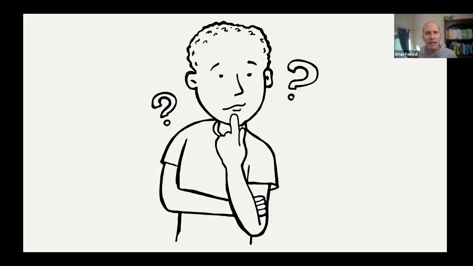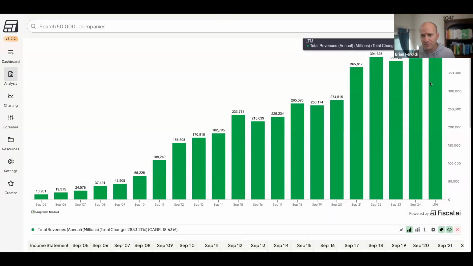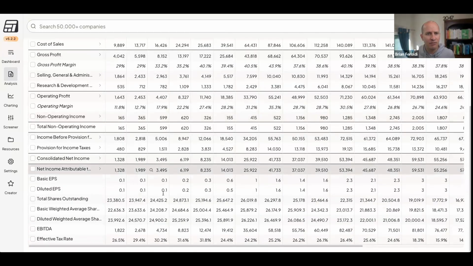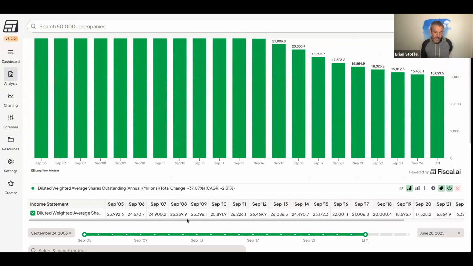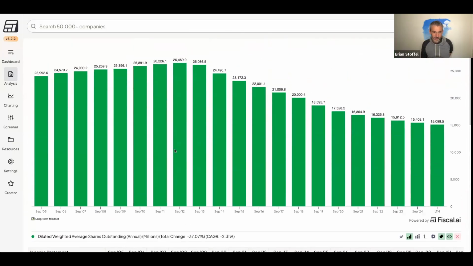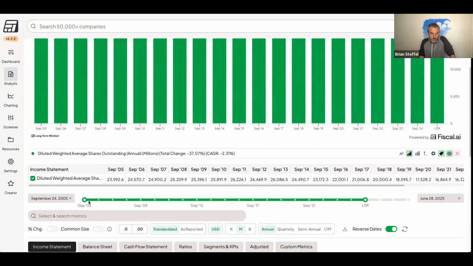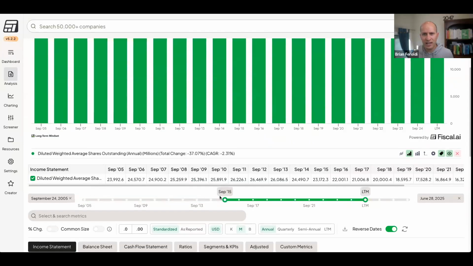Actually, while we're here, we do have a couple of minutes. Let me just show you one thing. In Fiscal AI, if you go here, I'm in the financials and income statement. If you go down to diluted shares outstanding, you can pull up this chart. So they really started buybacks in 2012. That's basically when Steve Jobs died, right? He was like totally against it. So let's just look at the last 10 years.